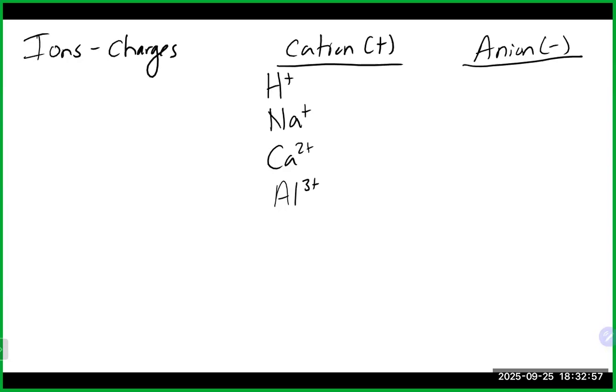How do we name a cation? To name a cation is pretty simple. We just simply use the element's name. So this would be the hydrogen ion. This would be the sodium ion.